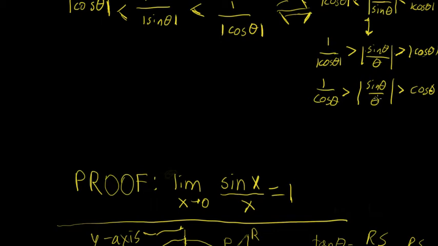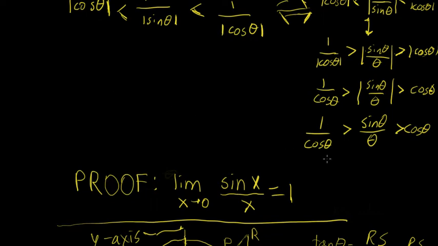So the absolute value of sine theta over theta is just equal to sine theta over theta. We can drop this absolute value as well. So now we just have this inequality here: 1 over cosine of theta is greater than sine of theta over theta, which is in turn greater than cosine of theta. So now it looks like we are ready to employ the squeeze theorem.